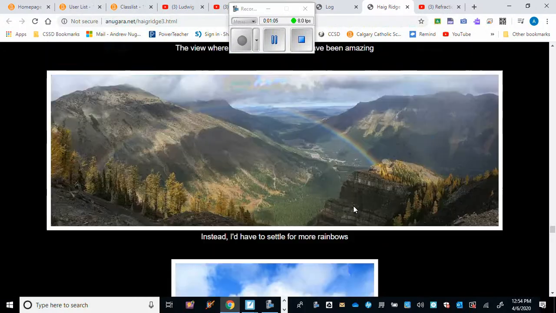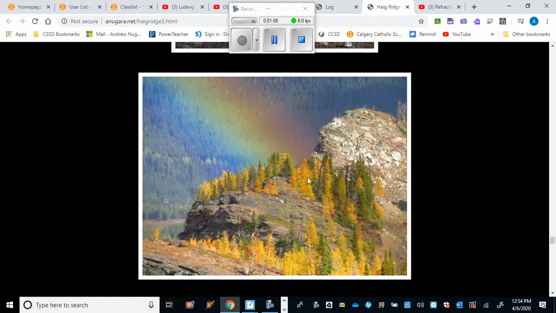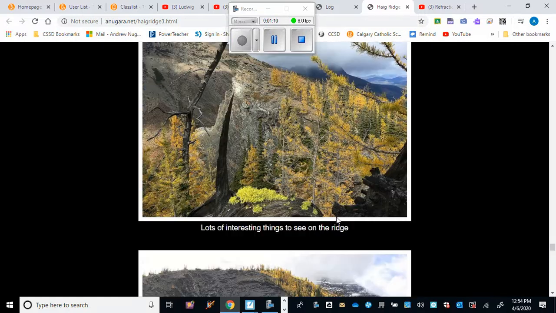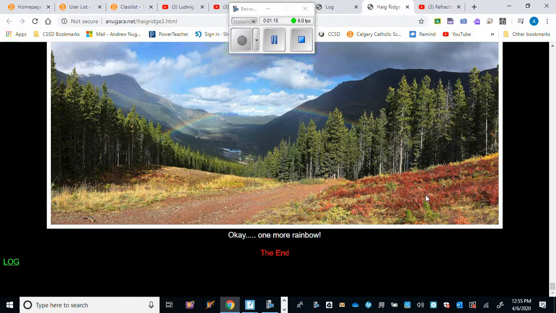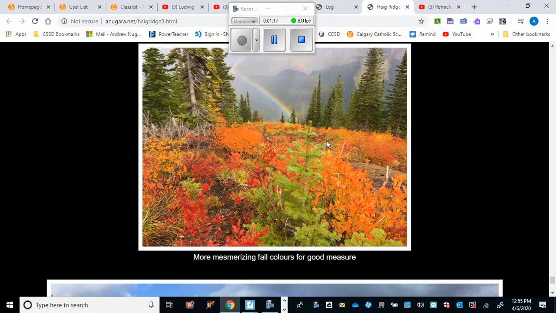And I think there's some more. There's one more. One really bright one there, or a close-up of a bright one. And that's it, I think. Oh, there's one more. Tons of rainbows and lots of fall colors.